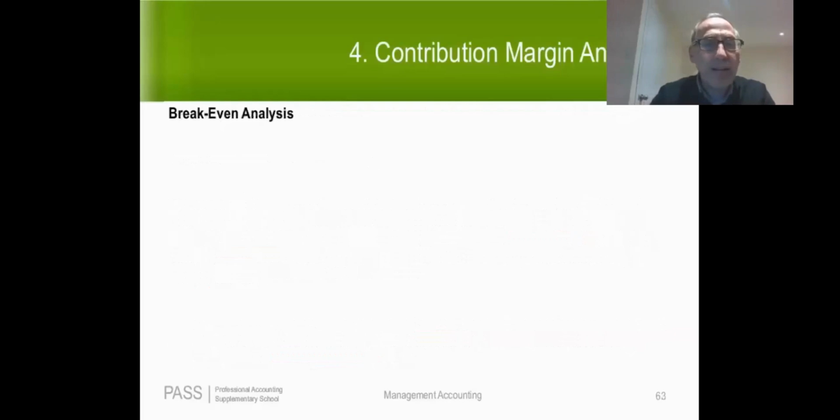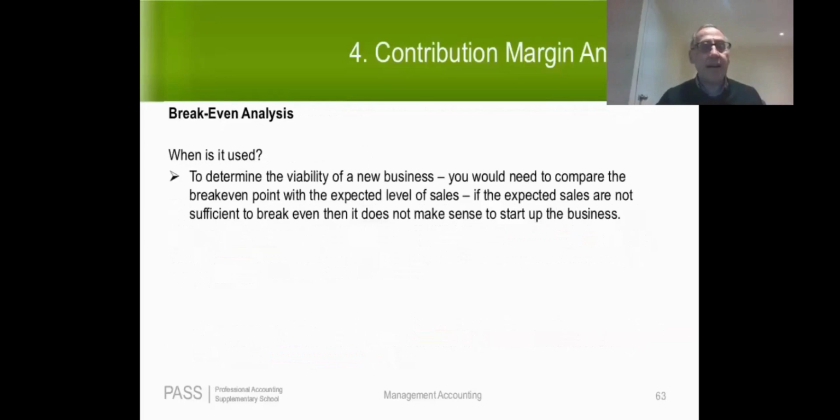The next topic I'd like to look at is break-even analysis. When would I use break-even analysis? Number one, I would use it to determine the viability of a new business. At the end of the day, somebody comes to you and says, I want to start up a new business. So you'd want to compare the break-even point with the expected levels of sales. If the guy says to you, I think I'll only be able to sell 60,000 units, and you need to sell 70,000 units to break even, at the end of the day, it may not make sense to start this business.